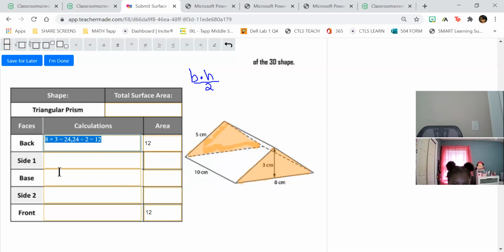And because I'm online, I don't have to rewrite this. I'm just going to copy and paste. So my back and my front, they are the same. They are congruent. Okay, so now let's take a look at the base. It might be easier for me to go ahead and highlight the base next. I'm going to highlight this base in blue. And it's kind of weird to see on this shape, but we're going to try our best. It is a quadrilateral.